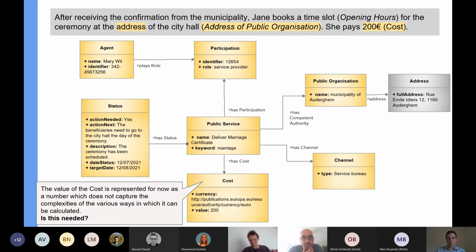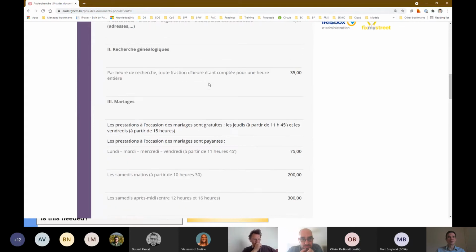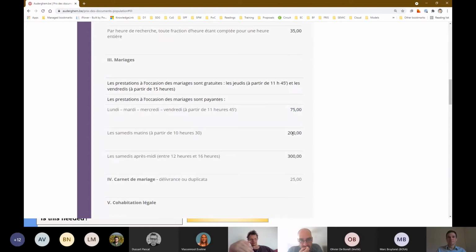Let me show. So I'll type -1 in the chat. For example, this is the case of marriage in Nottingham, where the cost actually differs according to the day and time. Sorry, it's in French. For example, on Saturday mornings, as from 10:30, it's 200 euros. Saturday afternoon, between 12 and 4, it's actually 300, because probably more people are asking for that time. So you have different costs depending on the opening hours.